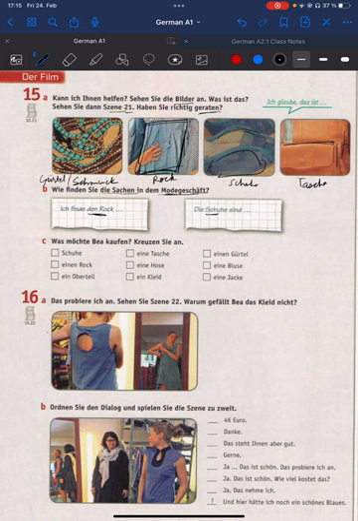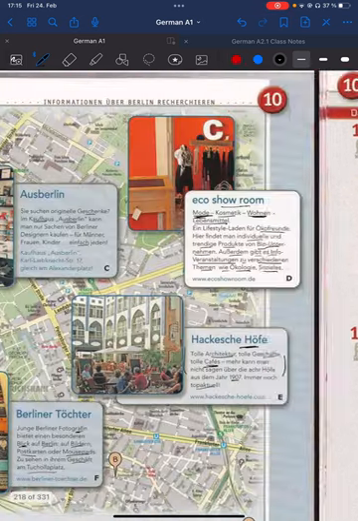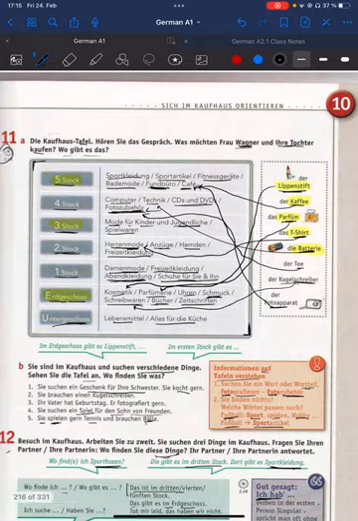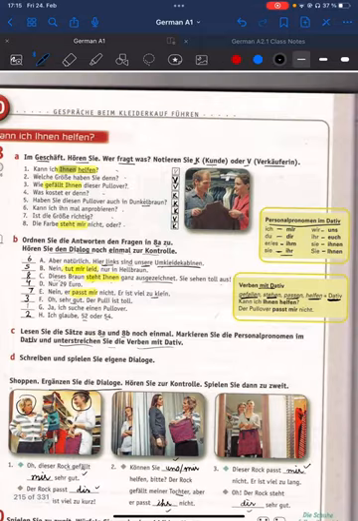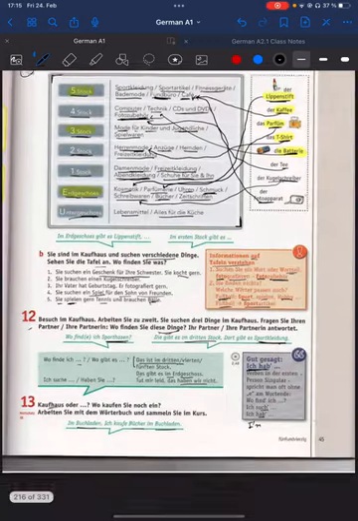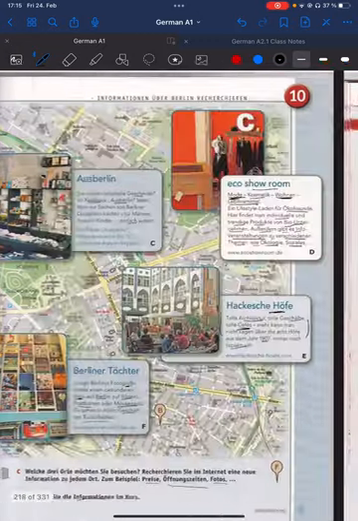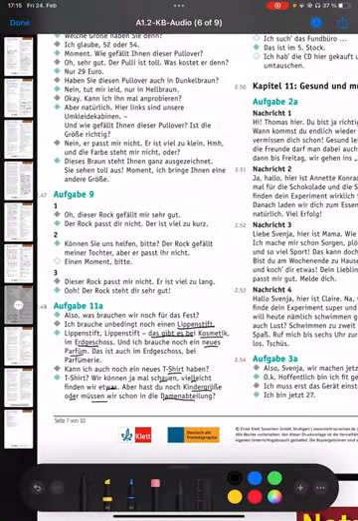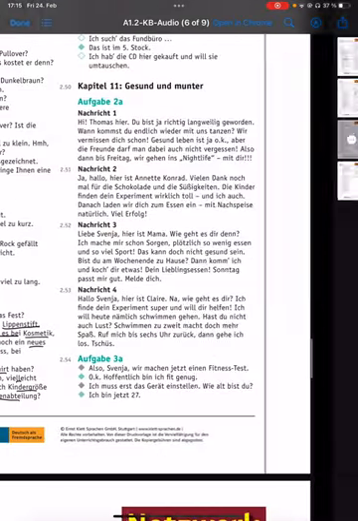Was muss Bier kaufen? What would Bier like to buy? Kreuzen Sie an. So, she would like to buy... we can go here.